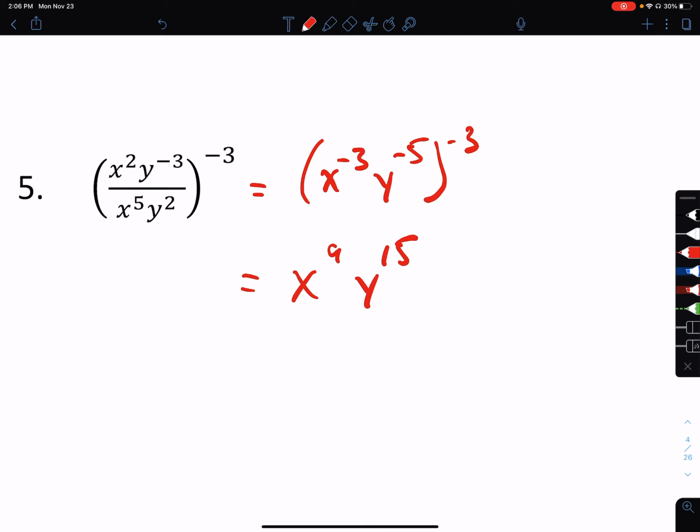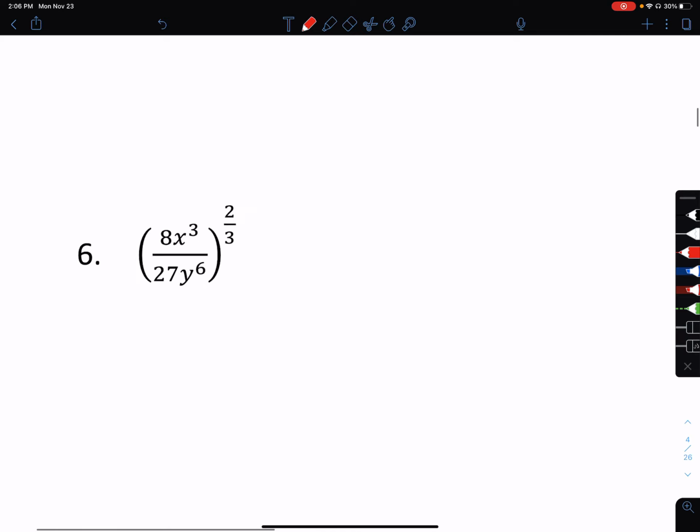Now you could do this same problem in hundreds of different ways. As long as you get to the same answer here, then that's all that matters.